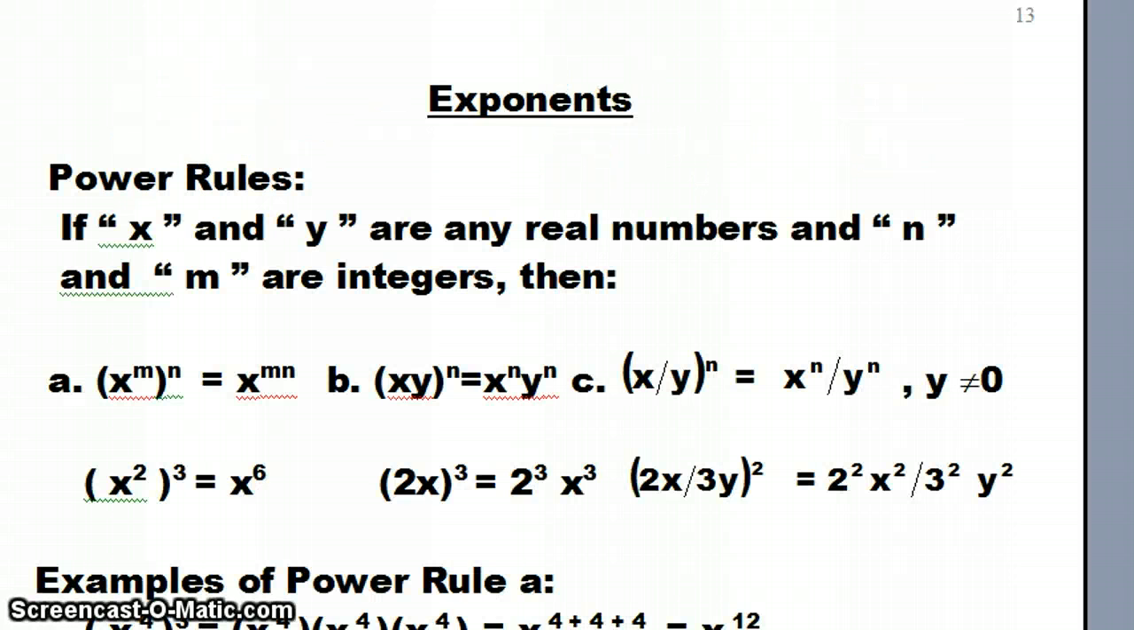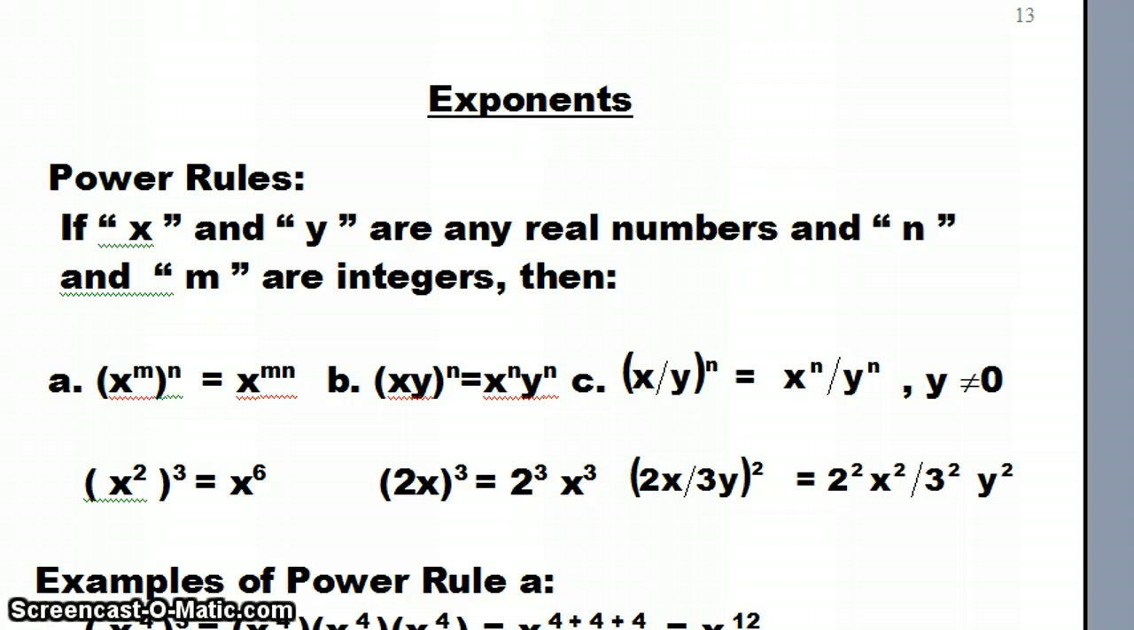On page 13 we have something called the power rules, and there are 3 different sets of those. You'll see that there's A, B, and C going across the page. We're going to look at the first one, and it has one base of x and it has an exponent of m, and then on that one it has an exponent of n on the outside. So it tells you if you have one base and 2 exponents, this is a lot different than the product rule was, where we had 2 bases and 2 exponents. So one base and 2 exponents, we simply multiply the exponents.